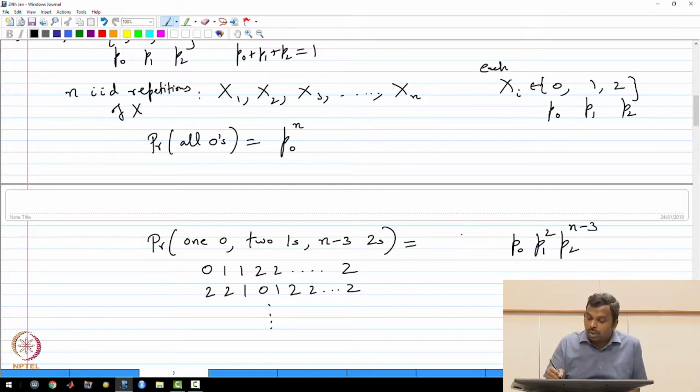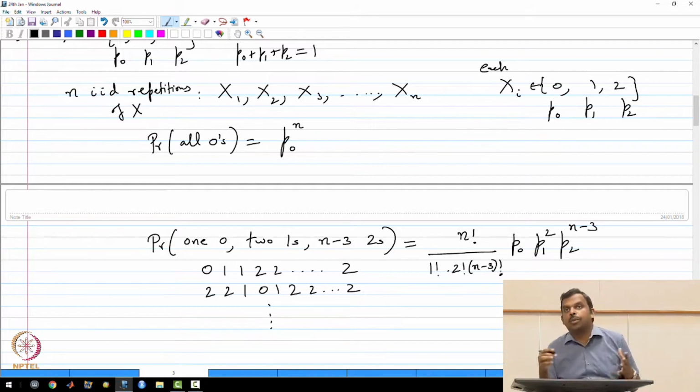Okay, so if you count it out carefully, you will get n factorial by 1 factorial times 2 factorial times n minus 3 factorial. Okay, so this is the generalization of the binomial formula. It's the multinomial term that you get. So how many possibilities are there with so many 0s, so many 1s, and so many 3s? Okay, so that's 1 factorial, 2 factorial, and n minus 3 factorial. Okay, so this is the answer.